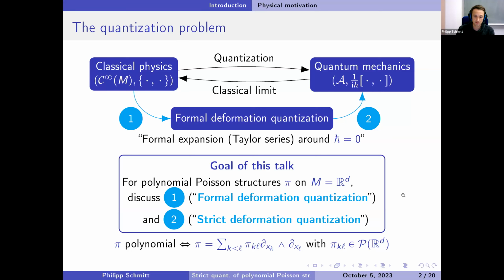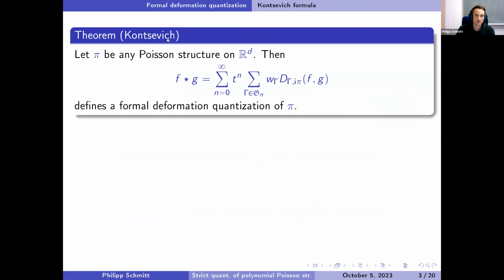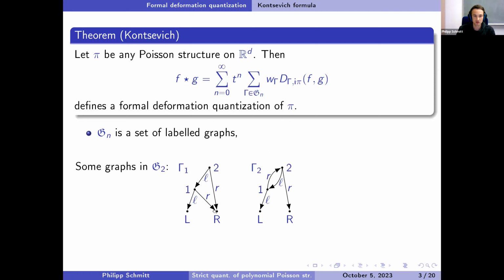Okay, so let's go right into the first part, namely formal deformation quantization. And you might say that this is essentially known since more than 20 years ago, when Kontsevich proved his formality theorem. Namely, when we start with any Poisson structure, we can find a formal deformation quantization of it. And I guess many of you know this better than I do, but here at least, G_n, the summation indices here, are some sets of labeled graphs. And here's an example. Such a graph usually has n plus 2 vertices that are labeled by L, R, and then natural numbers from 1 up to n.